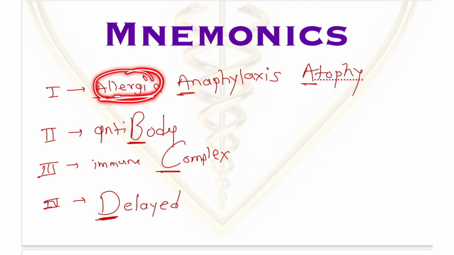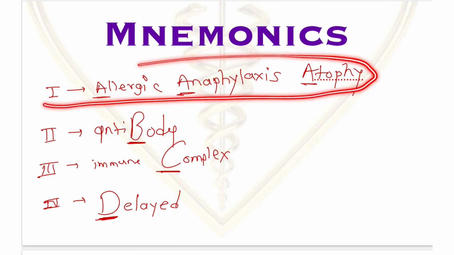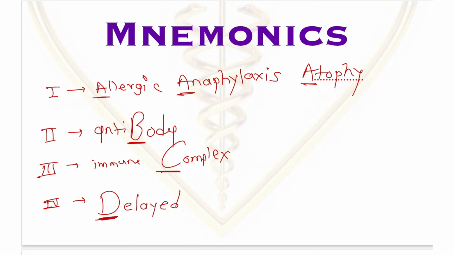If someone is allergic to something, then hypersensitivity type 1 occurs. There is anaphylaxis reaction and there is atopy, that is the skin allergy. Then the type 1 hypersensitivity reactions occur. Now, how to remember this? A is the first alphabet, that's why A, starting from A, is your type 1 hypersensitivity reaction.